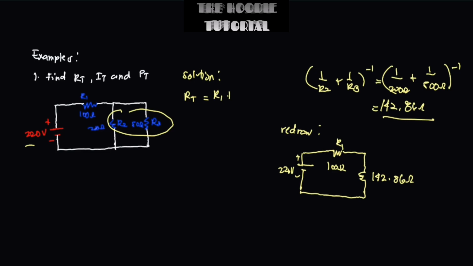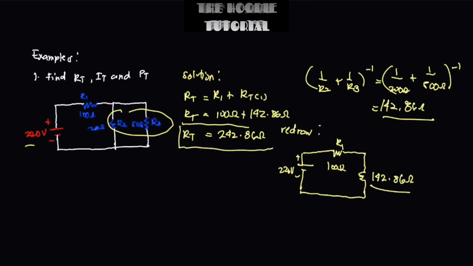So R1 plus this one, let's call that RT sub 1, or so you don't get confused, you can also substitute the direct value. RT is equal to R1, which is 100 ohms, plus 142.86 ohms. Adding that, RT is equal to 242.86 ohms. So therefore this is our total resistance for this circuit.